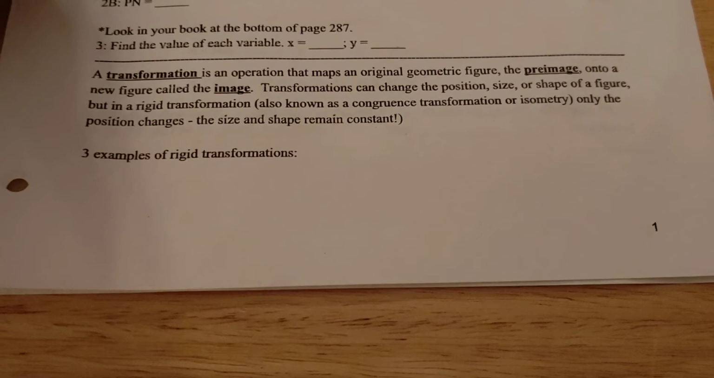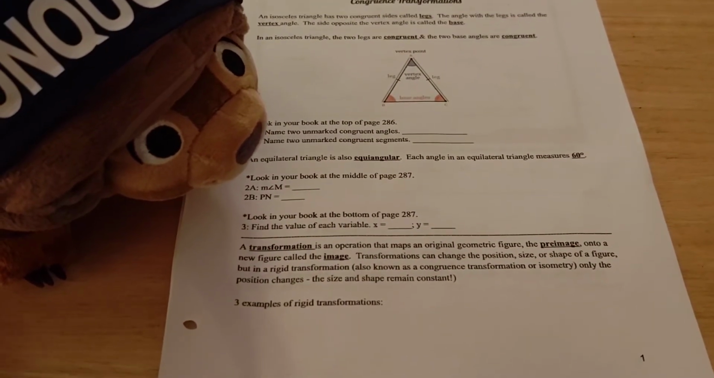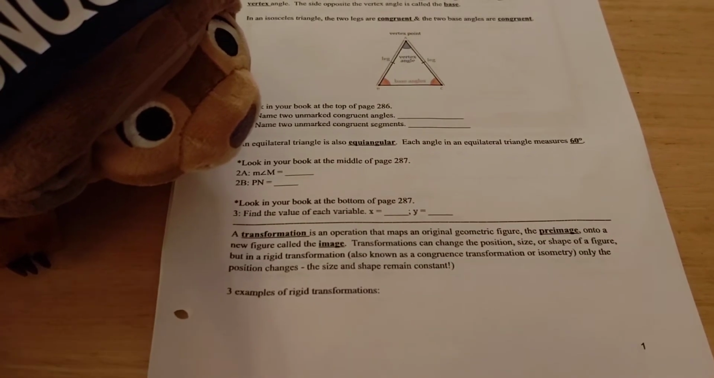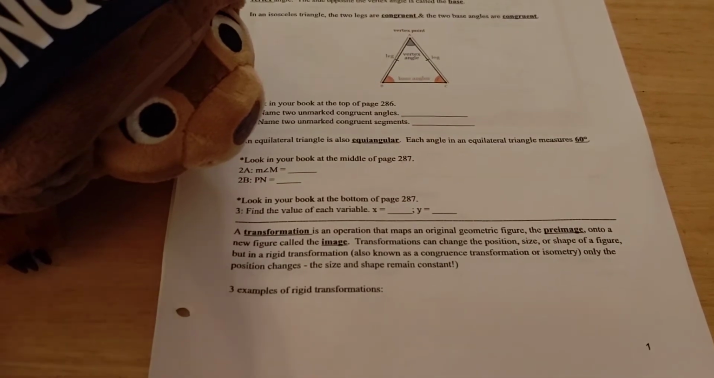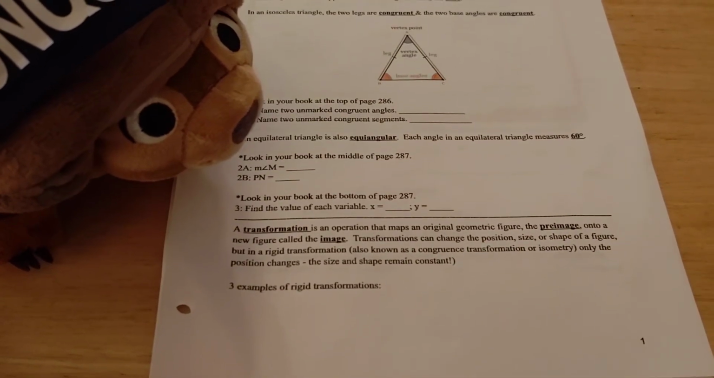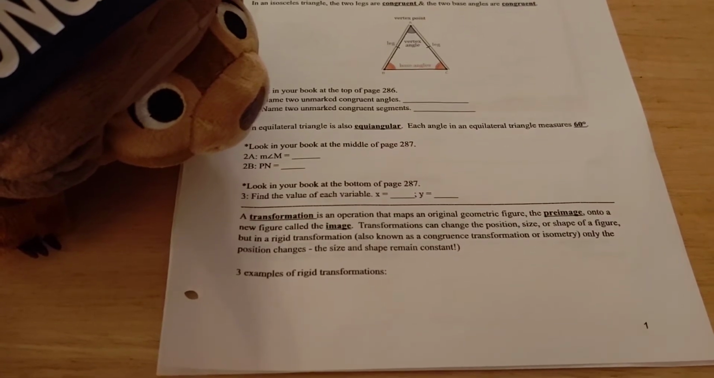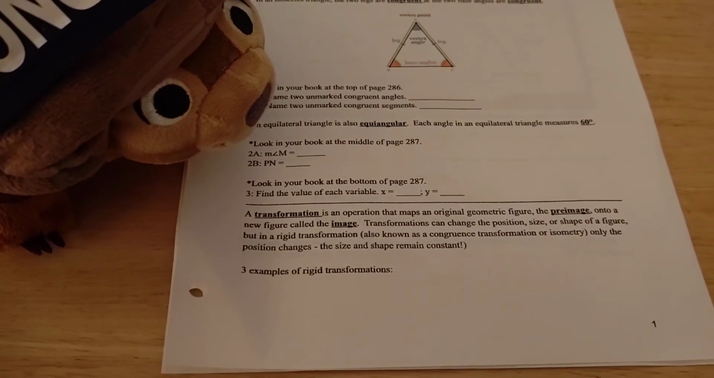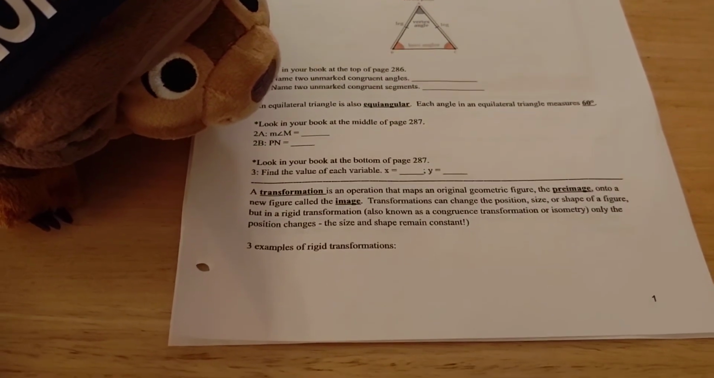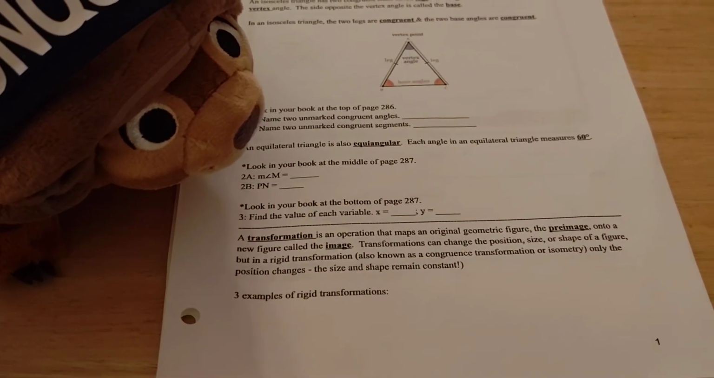All right, let's just finish out these notes here. So the next blank, a transformation is an operation that maps an original geometric figure, the pre-image, onto a new figure called the image. Transformations can change the position, size, or shape of a figure. But in a rigid transformation, also known as a congruence transformation or isometry, only the position changes, the size and the shape remain constant.